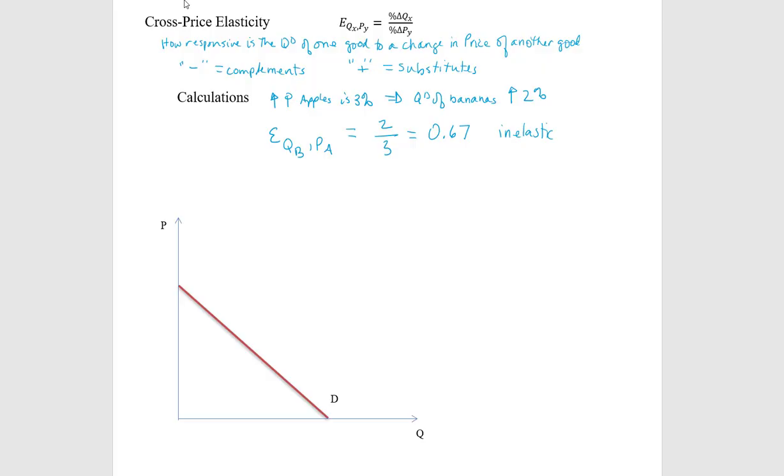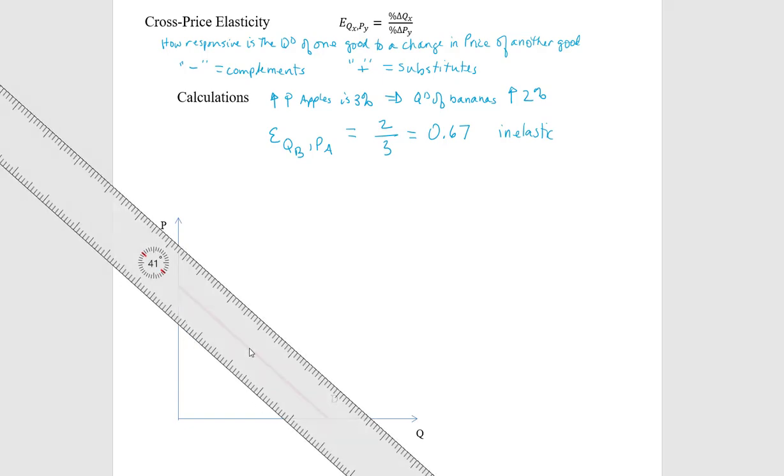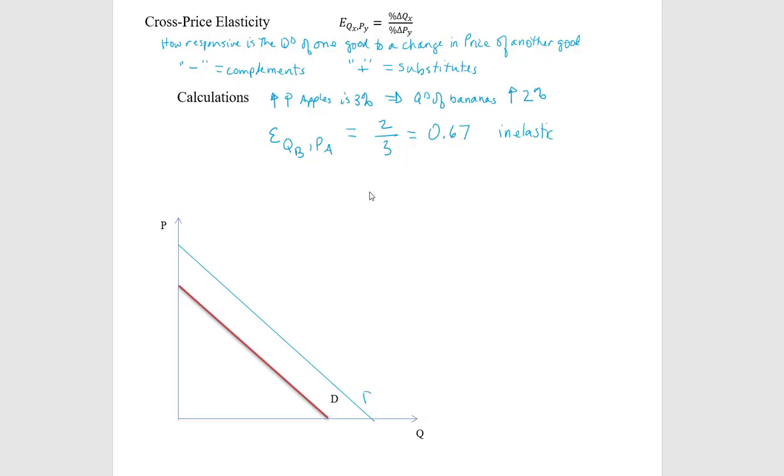Now, what does that look like on our graph? I just wanted to put this out here so that you could see how this relates to the material we were discussing in Chapter 2. If the price of apples goes up and bananas are a related good, we know that's going to cause our demand for bananas to shift to the right. So we have our initial demand in red, our new demand in blue. This is the market for bananas, so the price and quantity are of bananas. What we're getting here is how responsive this demand curve is to a change in the price of apples.